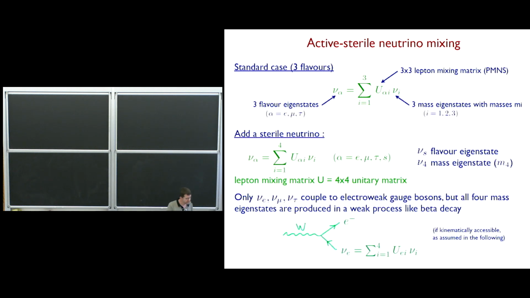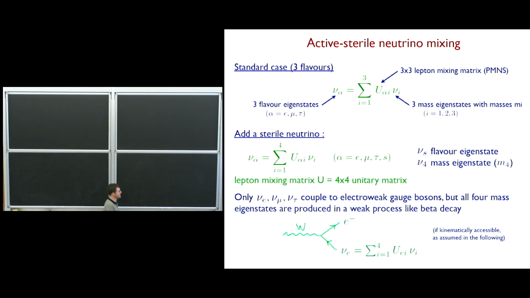So what about active-sterile neutrino mixing? This is just the theoretical framework, which again is very simple. The standard case is the one that we know very well. We have 3 active neutrinos, nu_e, nu_mu, nu_tau, and nu_1, nu_2, nu_3, 3 mass eigenstates, and they mix with the entries of the PMNS matrix.